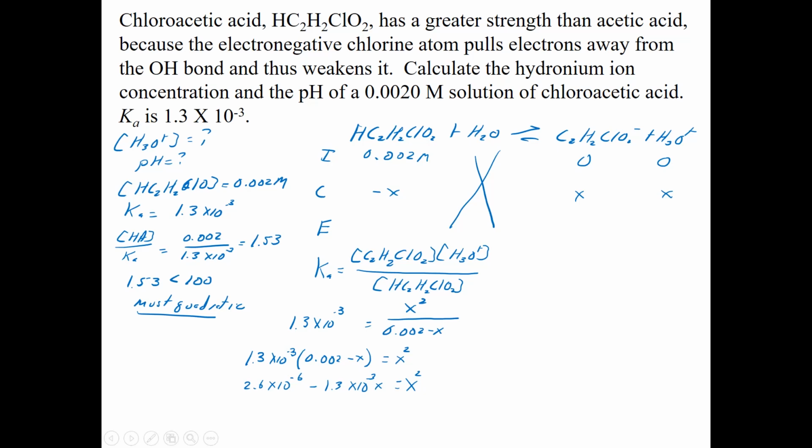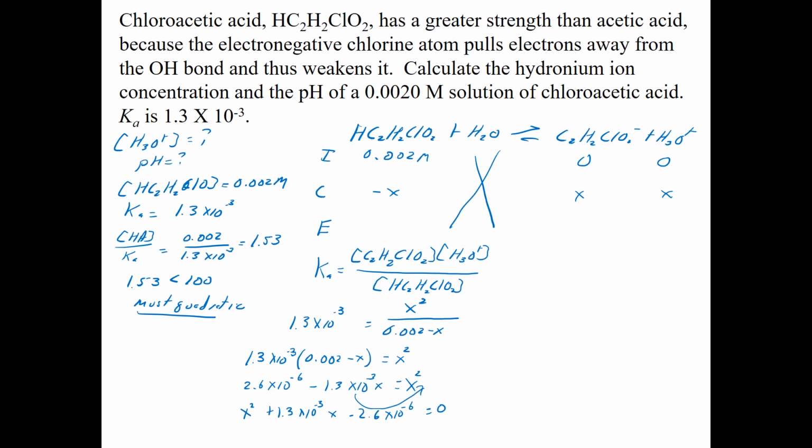I stated my personal preference is that my x squared term is always positive, or the a is always positive, so I'm going to move both of these things over this direction, so everything's going to go this way. So I end up with x squared plus 1.3 times 10 to the minus 3 x minus 2.6 times 10 to the minus 6 is equal to 0. So here's my A, my B, and my C.